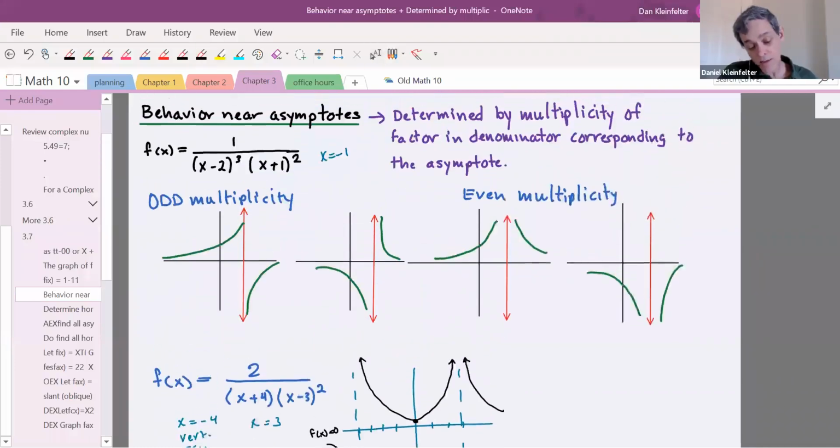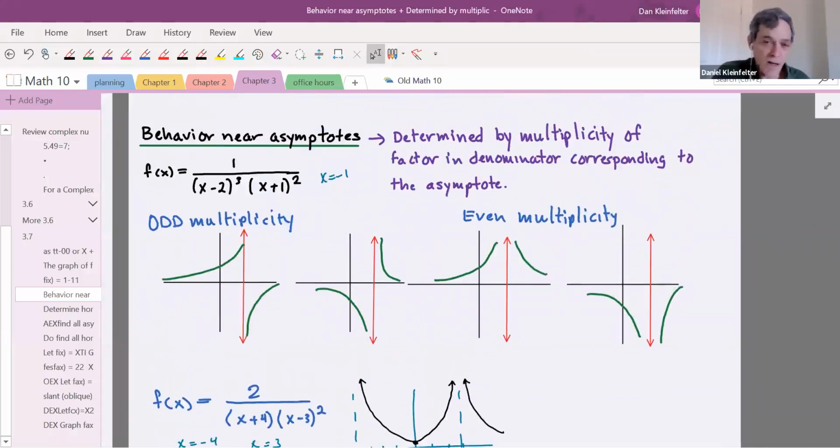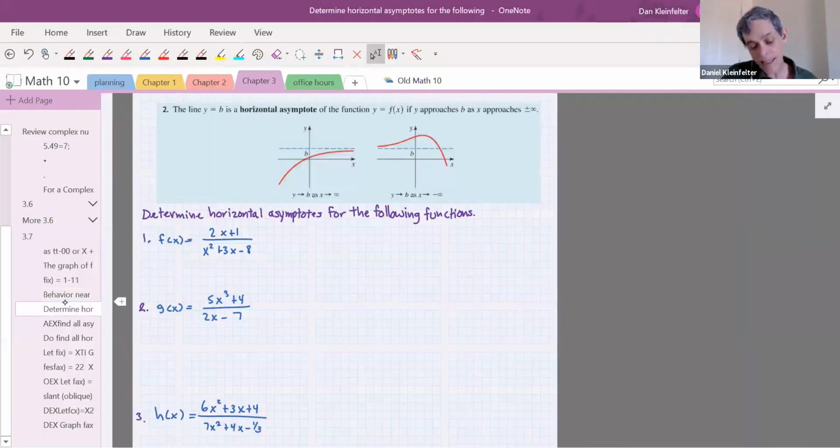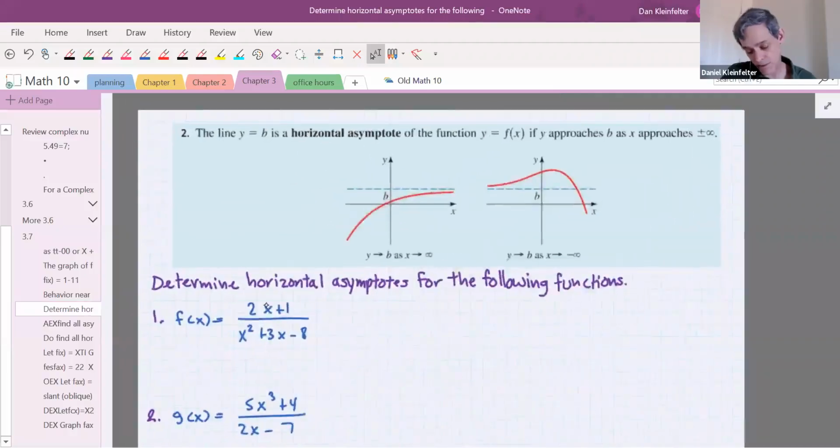Okay, so to recap that briefly, the behavior near the vertical asymptotes is dictated by the multiplicity of the 0 that gives you that vertical asymptote. If it's an even multiplicity, then it'll be both up or both down. If it's odd multiplicity, it's 1 up, 1 down. Okay, the next part is about horizontal asymptotes.